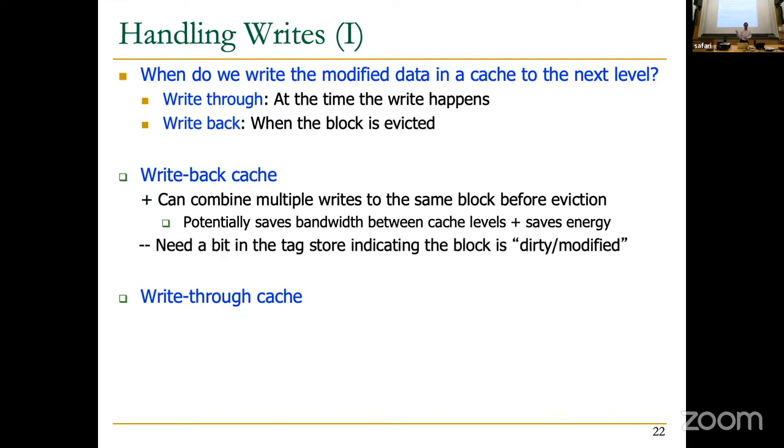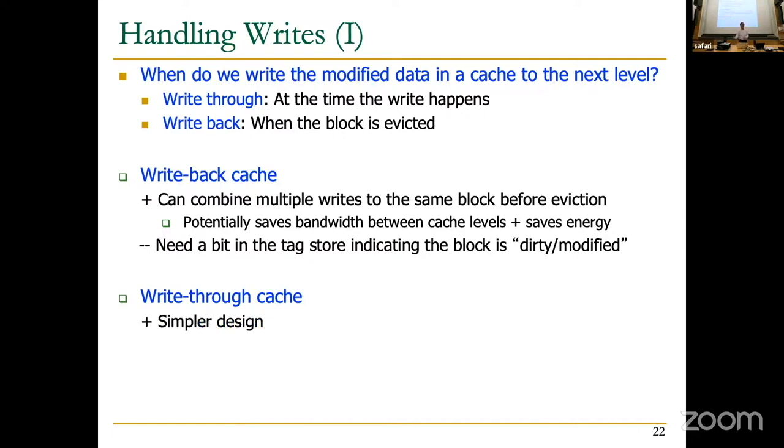So of course, the downside of the write-back cache is additional complexity, right? You need to have this extra bit in the tag store indicating that the block is modified or dirty. These are two terms that are actually used in caches, and we will see them in virtual memory also in the next lectures. So this is the trade-off.